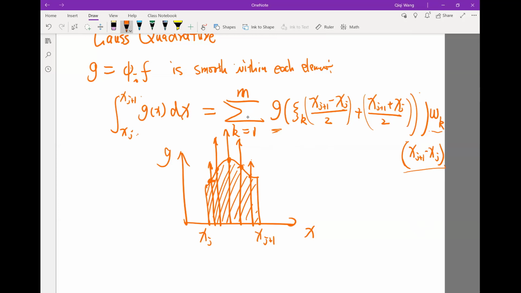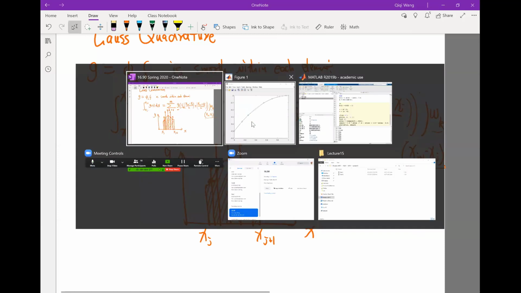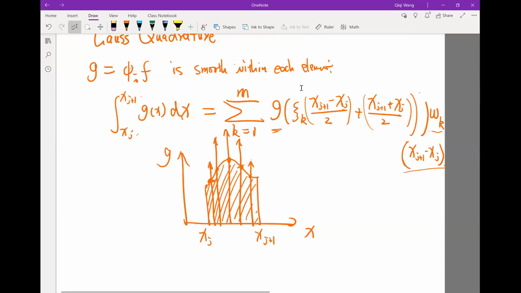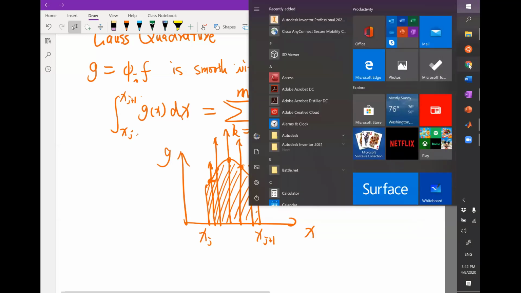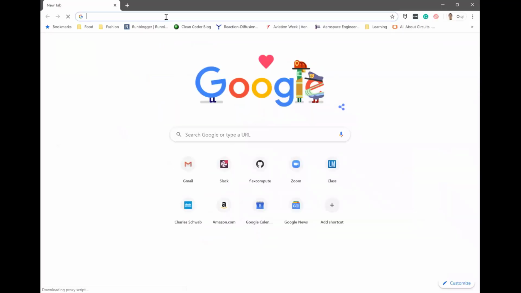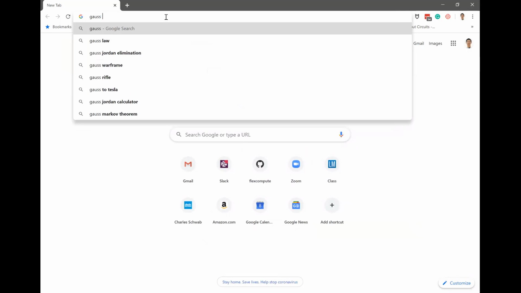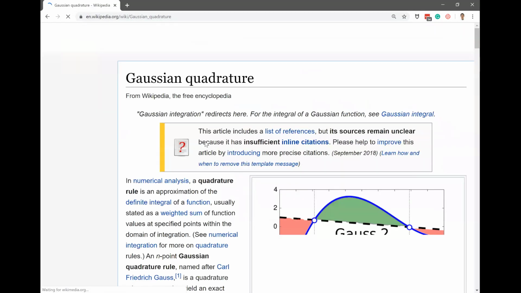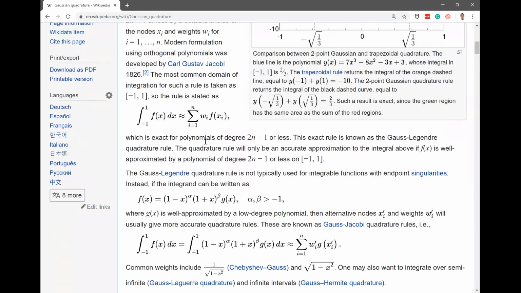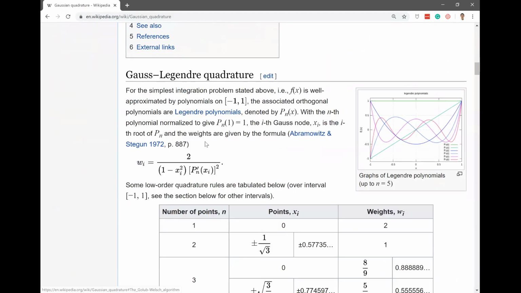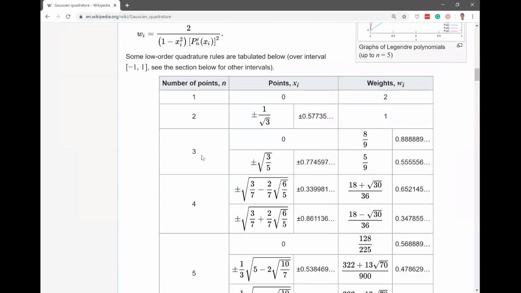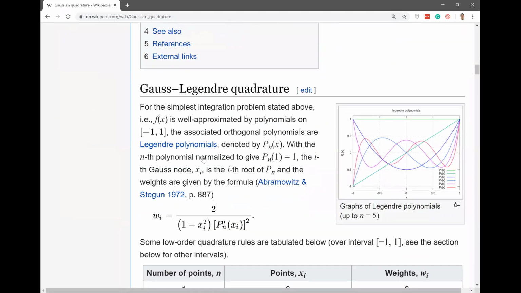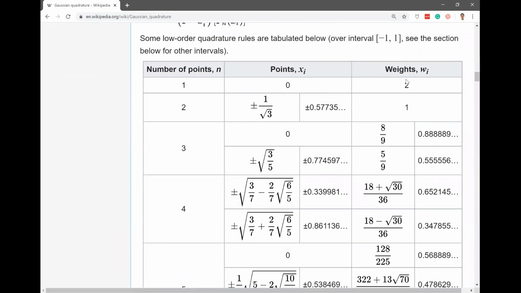All right. Okay, so if you just go to, for example, Wikipedia and search for Gauss quadrature, you're going to see it tells you a pretty comprehensive table of what the points are and what the weights should be.